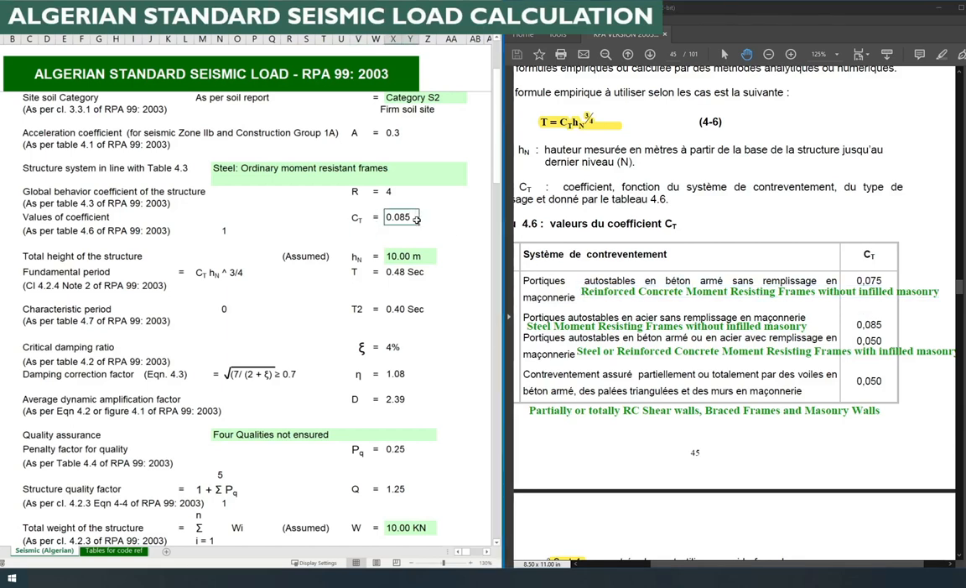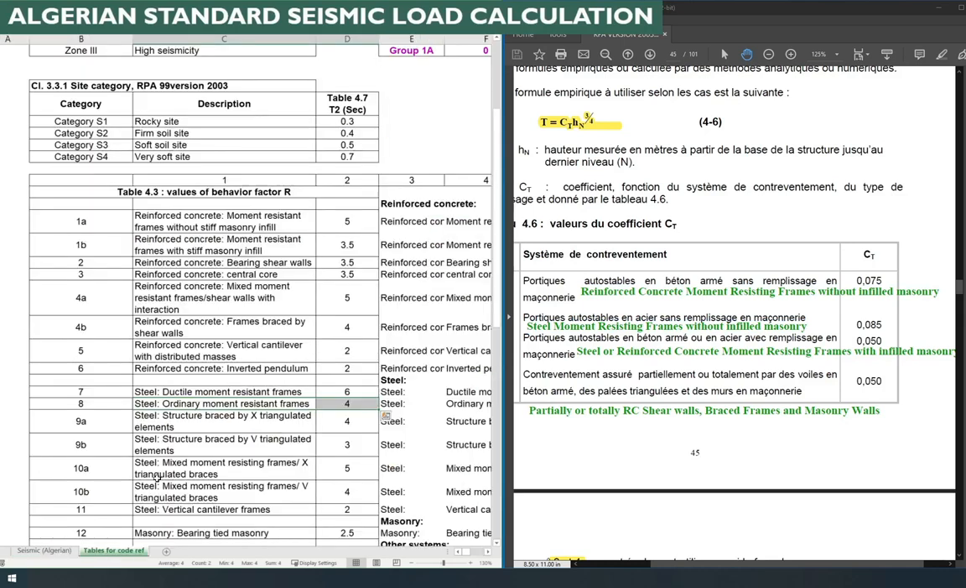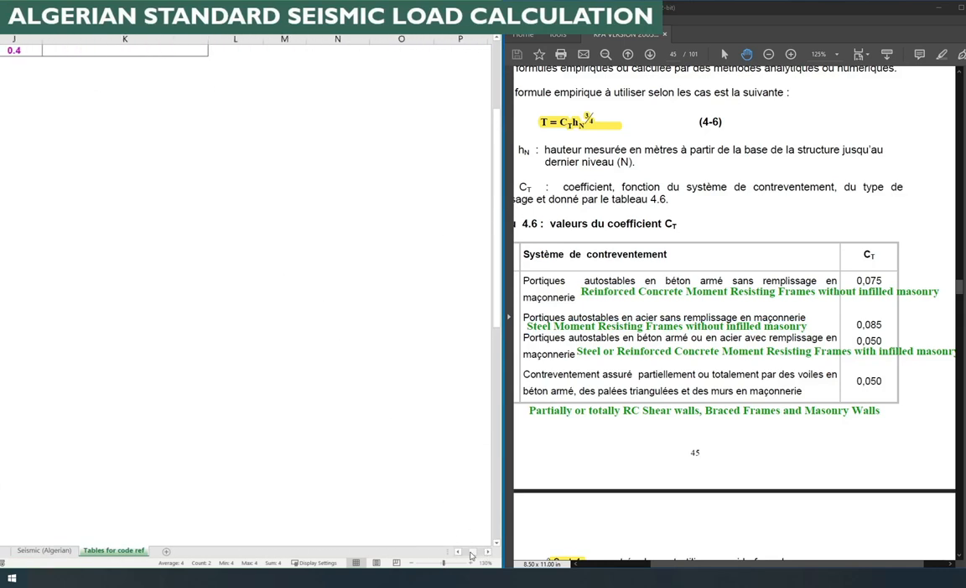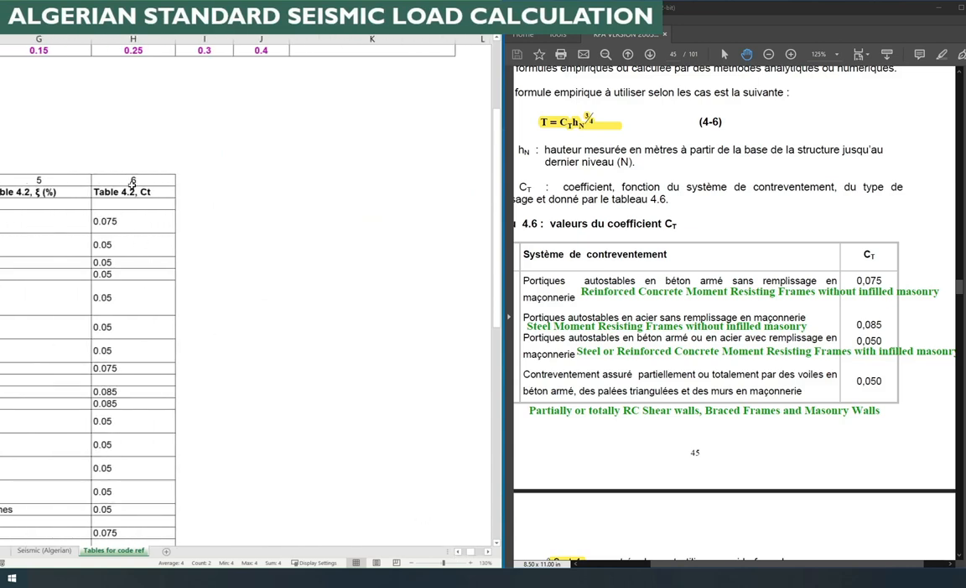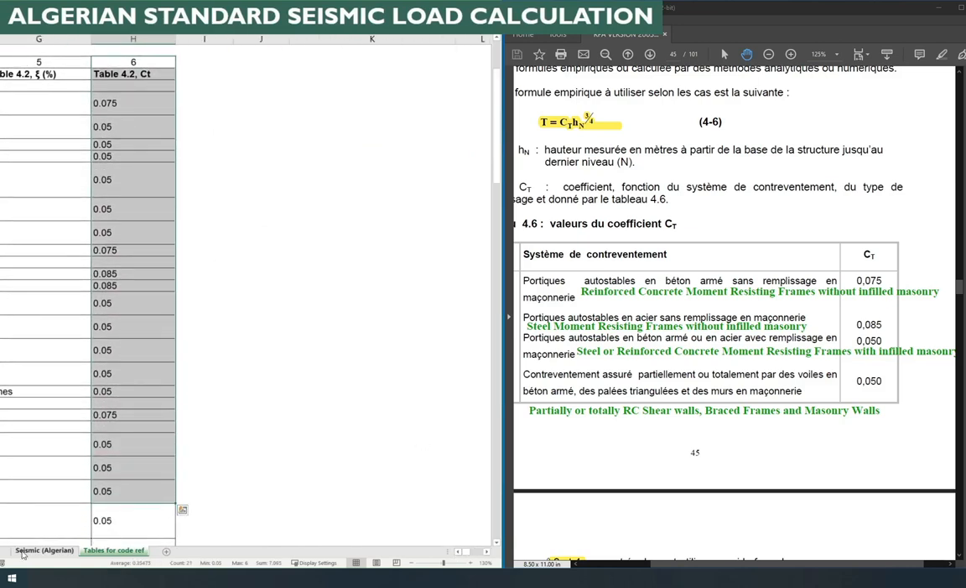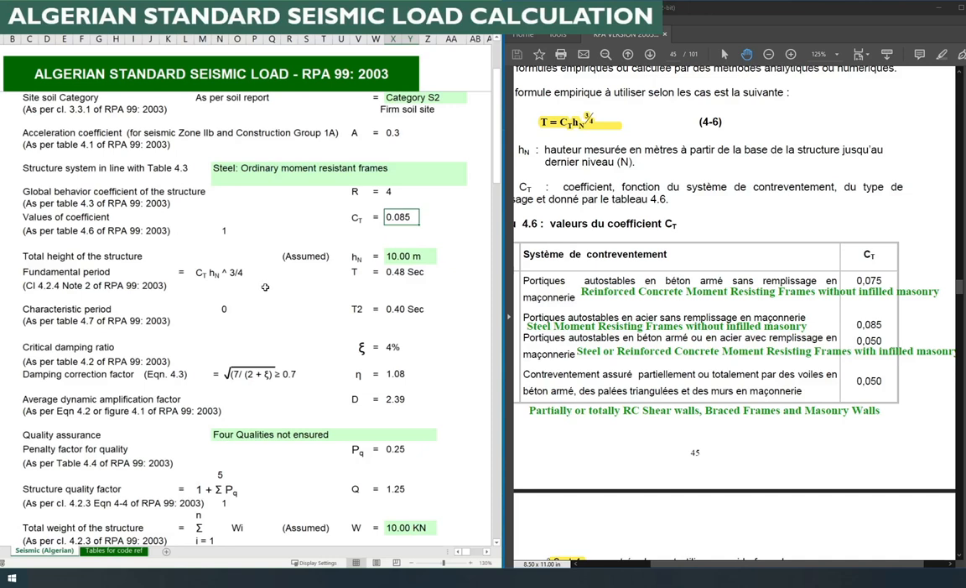So for our steel ordinary moment resistant frames which we have selected here, it is 0.085 from the table. That is captured in column number 6 of this Excel backup. So the same value is extracted from this table.